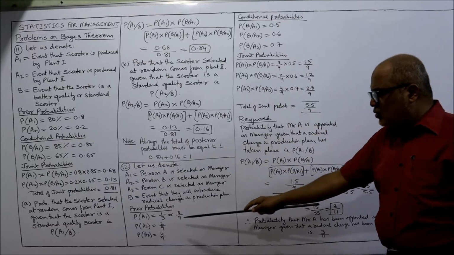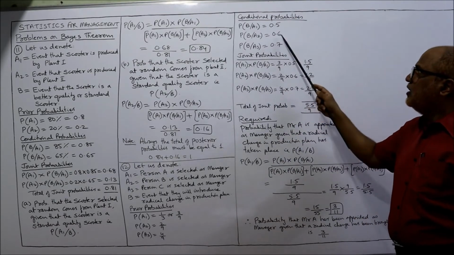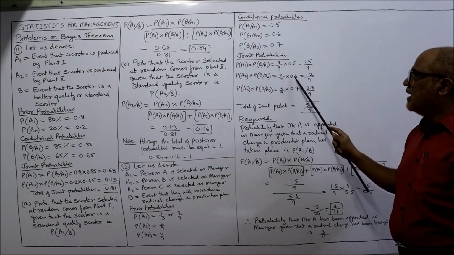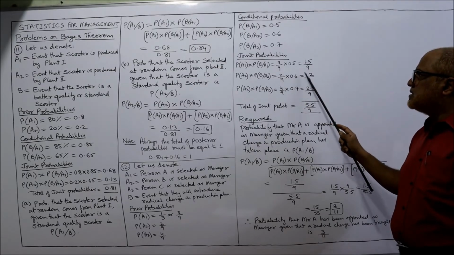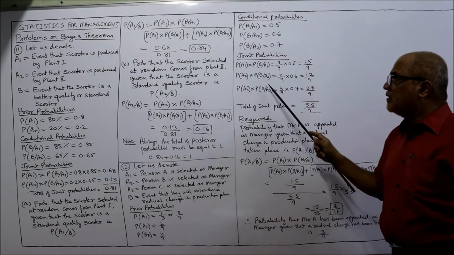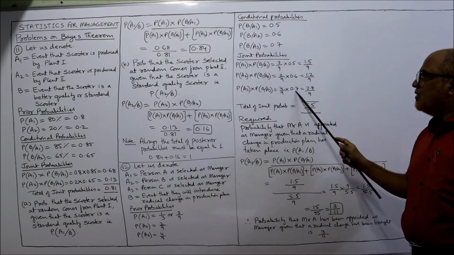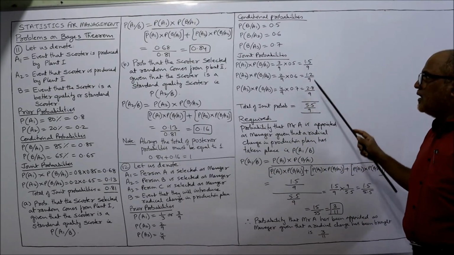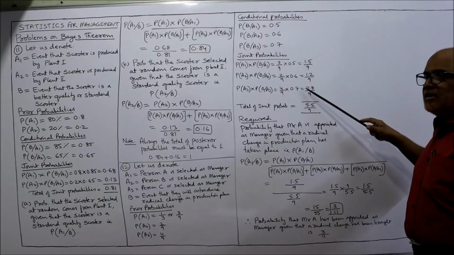Similarly A2. P of A2 is 2 by 9. 2 by 9 into 0.6. 2 into 0.6 is 1.2 by 9. P of A3 is 4 by 9. So 4 by 9 into 0.7 is 2.8 by 9. These are the joint probabilities.